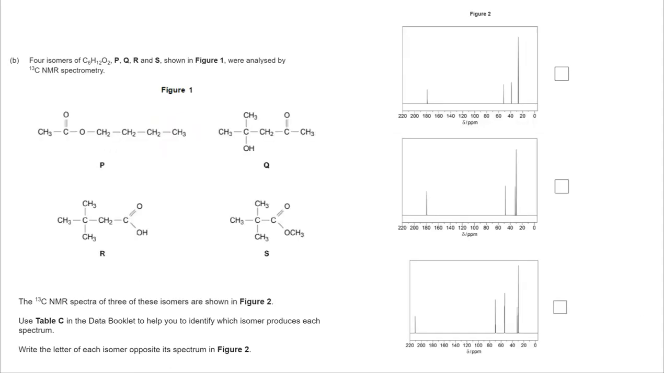We move on to part B. We've got 4 isomers of C6H12O2 analysed by carbon-13 NMR. The carbon-13 NMR spectra of 3 of these isomers are shown in figure 2. We want to know which of these spectra relate to which of the compounds. So the first thing that I've done is gone through to look at the carbon environments. I've used a different colour per environment within each structure, and remember that symmetry greatly reduces environments.